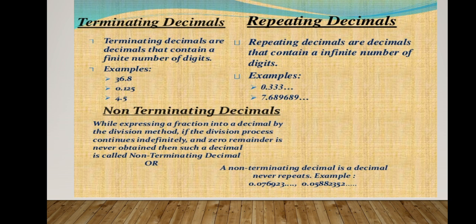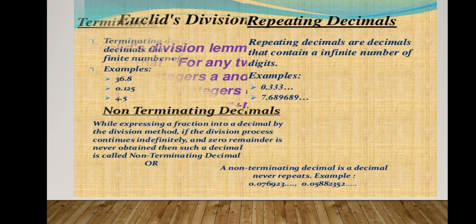Non-terminating decimals. A non-terminating decimal is a decimal that never repeats itself. Means if we say like this, 1.121221222, there is no fixed pattern of repetition. Therefore, we can say that the decimals that never repeat are as given in the example: 0.076923, 0.05882352. These are non-terminating decimals.